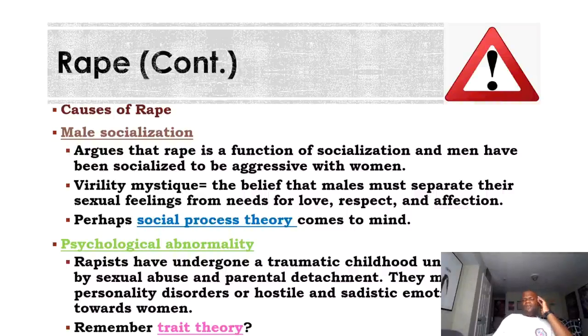So in terms of our causes of rape, the male socialization argument says that rape is a function of socialization, and men have been socialized to be aggressive with women. This also comes up with upbringing. One of the theories that comes to mind is social process theory, because think about who your connections are. Think about how individuals process their behavior, process their emotions. Process theory comes to mind because it's based on socialization, how they interact with other people.